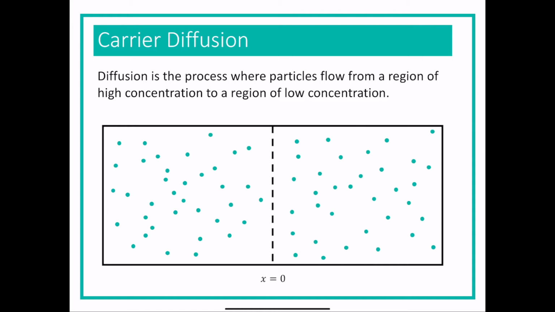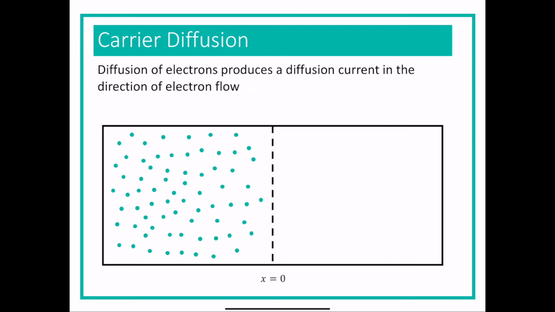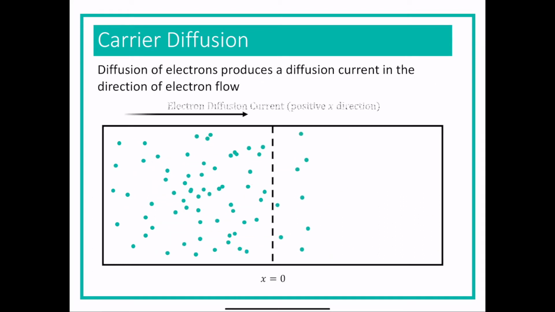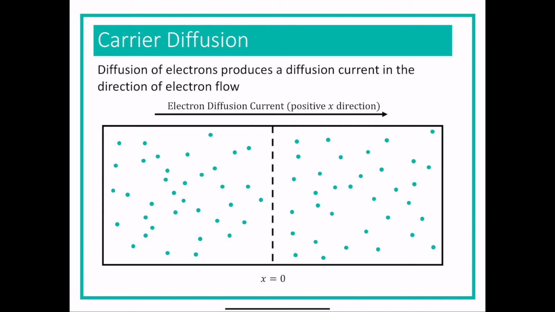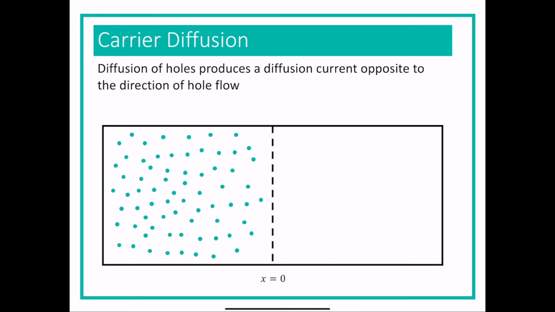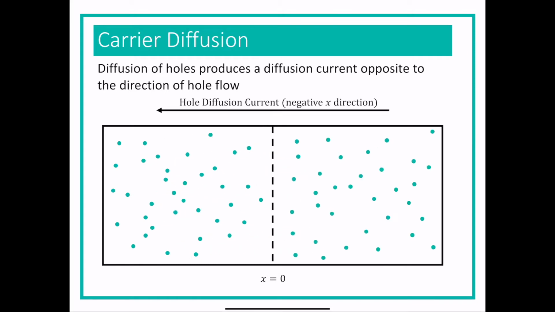Depending on whether you have electrons or holes moving, that will create a current, either one, and the direction of the current depends on what kind of particle is moving. So if you have electrons, they diffuse in the positive x direction, but then the diffusion current goes in that direction also. Hole diffusion current actually is in the negative x direction, so it goes the other way.